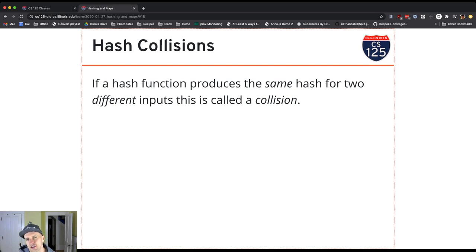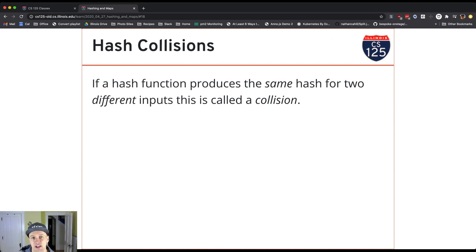Imagine if I have a hash function that only produces 16 different values. Well, pretty soon, I'm going to find a collision. In fact, obviously after 16, this is like the pigeonhole principle, right? After 16 inputs, I'm going to have a collision because I've run out of places to put things. That can be okay. It turns out there are applications where hash collisions are expected and normal.